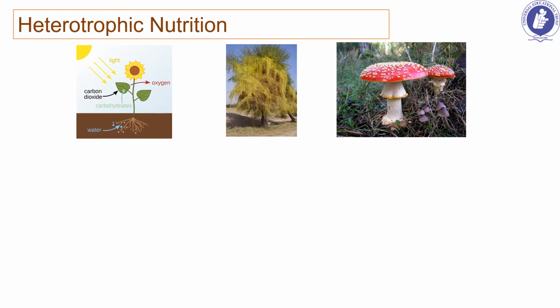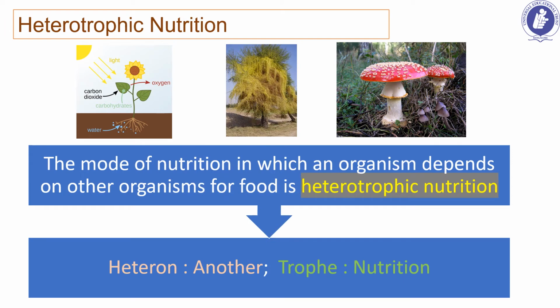So how do these two plants get their food? They have to either depend upon green plants or get their food from dead and decaying matter. That means the mode of nutrition in which an organism depends on another organism for food is called heterotrophic nutrition. So these two plants which we have seen are heterotrophic plants. The word heteron means another and trophe means nutrition.